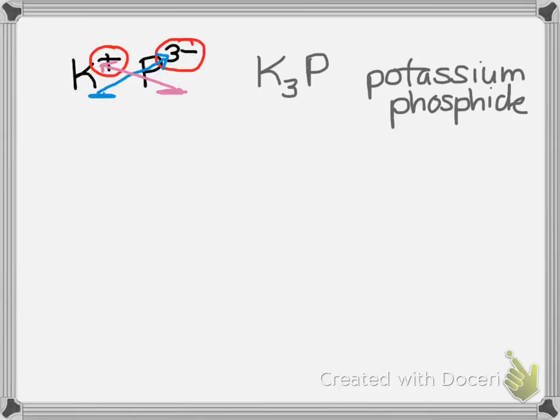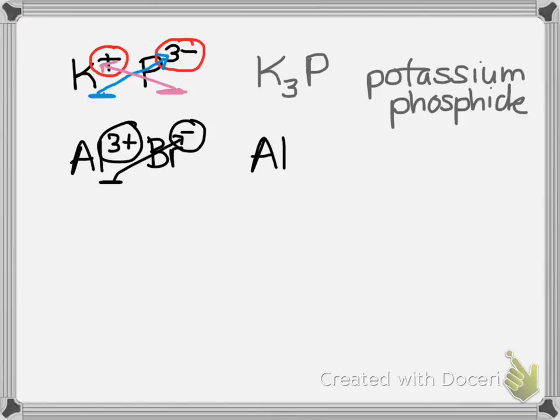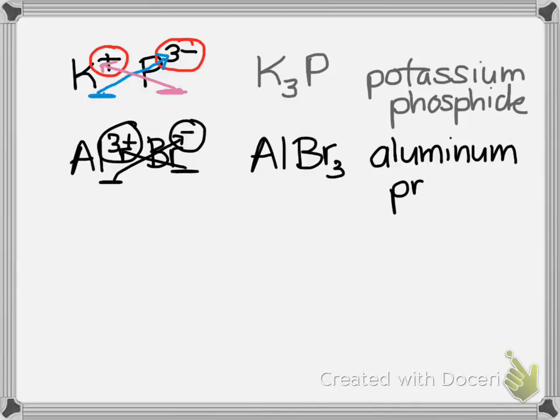Well, let's try another one. What if I have aluminum bromide? It's a 3 and a 1, so they're not going to match right away. To figure out aluminum, I see that bromide is a 1, so I'm going to need 1 aluminum. Then for bromide, I look back, aluminum's a 3, so it's going to take 3 bromide ions. So I get aluminum bromide, AlBr3.